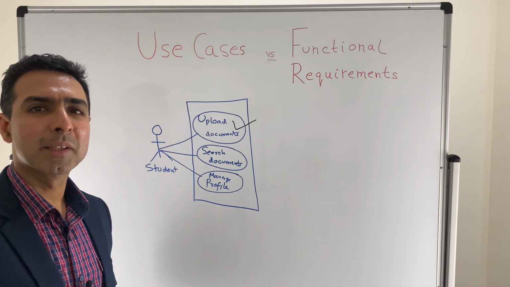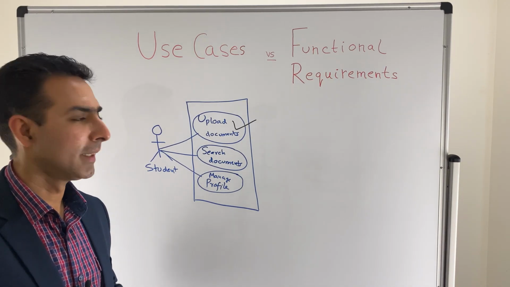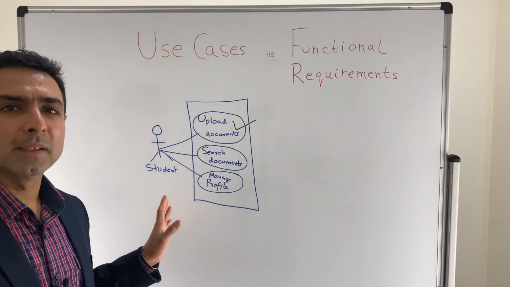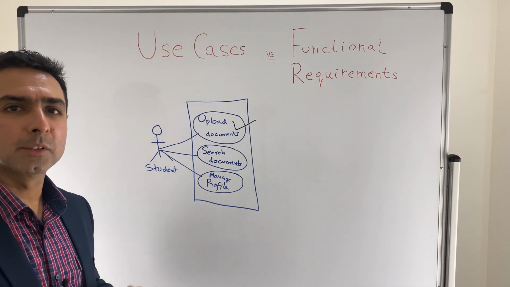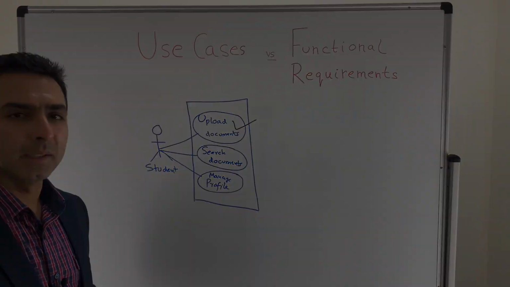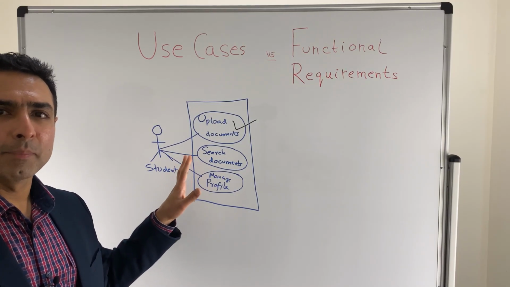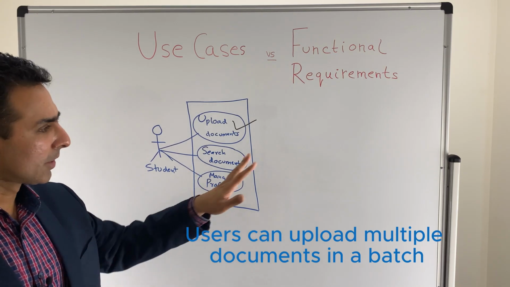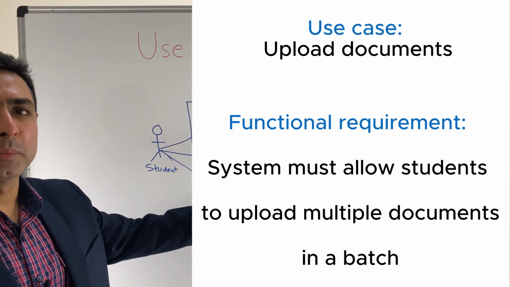So let's look at some examples of writing functional requirements. Going back to the upload documents use case, as a business analyst, you would ask your stakeholder specific requirements for this use case. Can the user upload multiple documents in a batch? Let's say your stakeholder says yes, that's a requirement. So this is how your system functional requirement would be written.